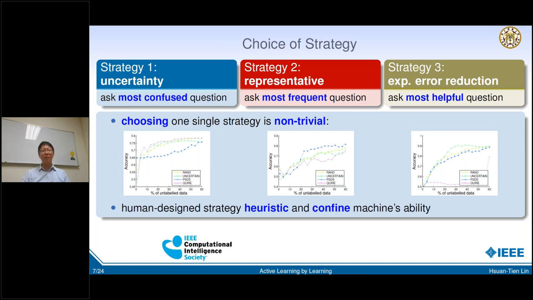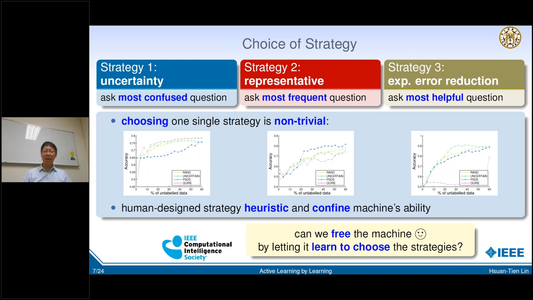Also, those human-designed strategies, whether it's uncertainty or representative or expected error reduction, are heuristic in nature. It's just mimicking how we humans might choose to ask questions. It's not a gold standard or a theoretically, strongly justified way of asking questions. It is just trying to mimic how we humans do active learning. So you can also say that, given that the machine is just mimicking humans and being confined to one strategy, it is really limiting its ability to do better in active learning. So what we want to do in this work is to try to free the machines. We want to let the machine use its whole ability.